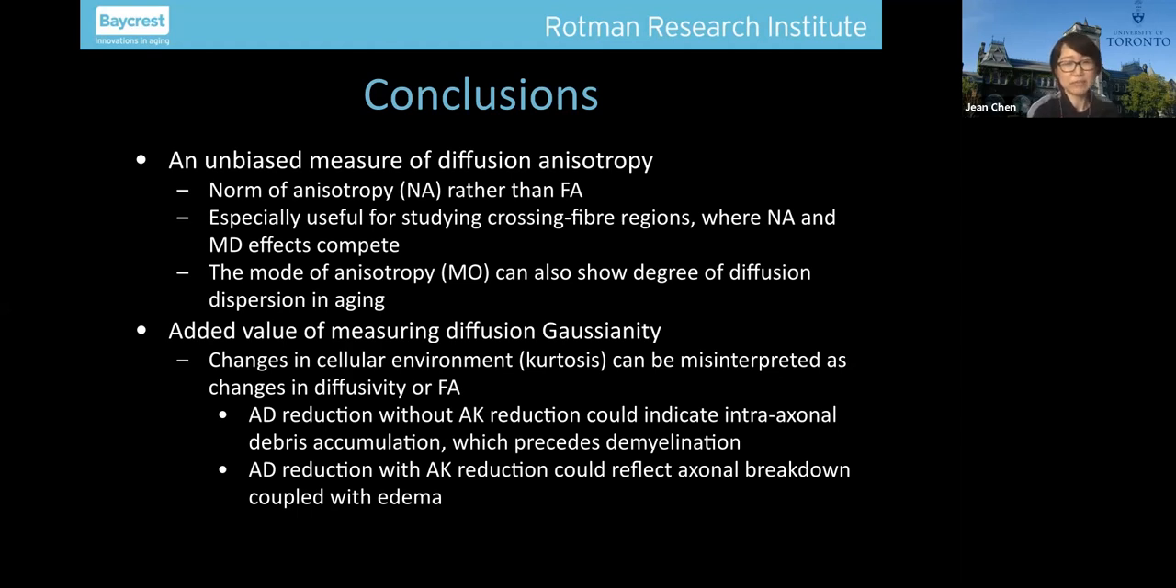So two examples are, if we see axial diffusivity reduction without a kurtosis reduction, this might indicate debris accumulation within the axon, which perhaps precedes demyelination. But if we see axial diffusivity going down, but AK also goes down, that could reflect axonal breakdown coupled with edema, which impedes the water movement. So I think in general, we don't want to do clinically unfeasible acquisitions, but these are quite feasible. I think they're becoming increasingly feasible, and they do give us additional information with relatively little effort.